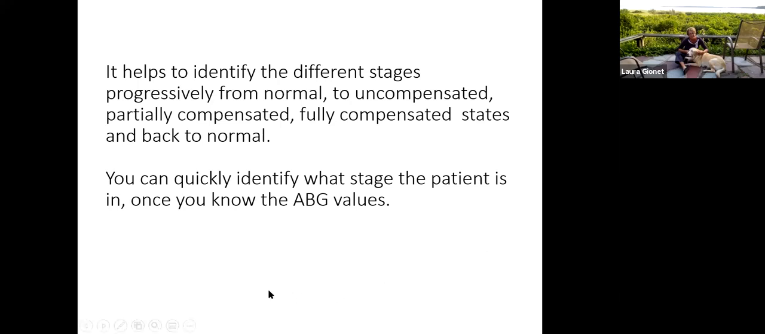There are different ways to remember this that you'll be taught when you're in your program, such as drawing a ladder that says, if these go in the same direction, then it must be this, and if these two go in opposite directions, it must be that. And in a way, yes, that is true. But I think if you really understand the carbonic acid cycle, then it makes more sense, and you understand why this is happening, instead of just memorizing when something goes together, because usually that doesn't work out so well. Anyway, it helps to identify the stages progressively from normal to uncompensated, partially compensated, fully compensated, and back to normal. You can quickly identify what stage the patient is in once you know the arterial blood gas values.